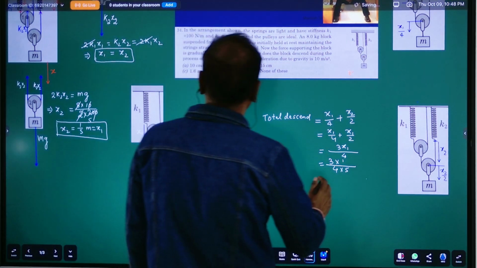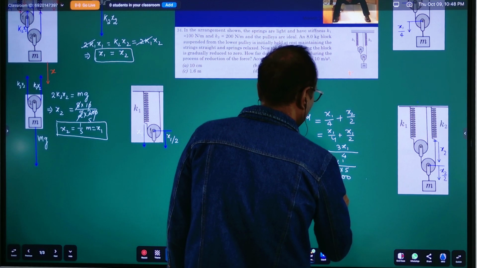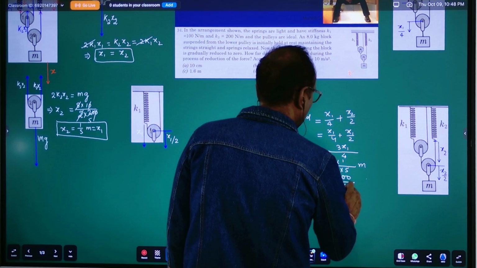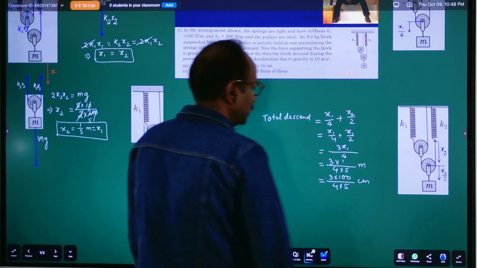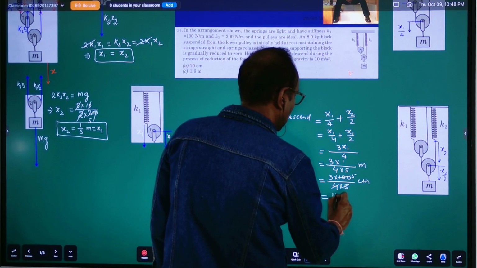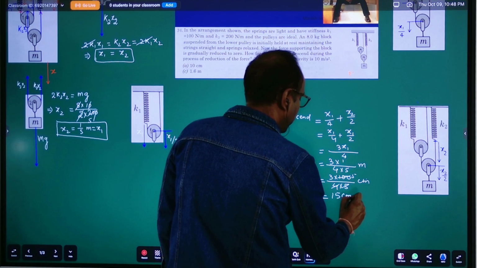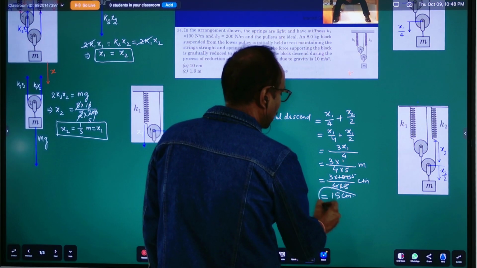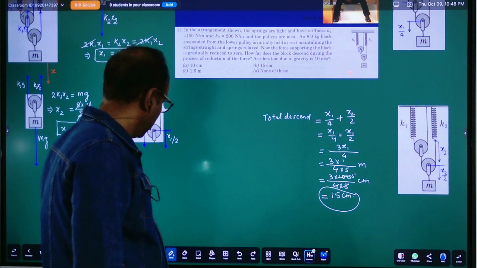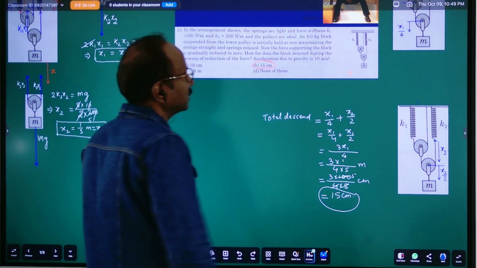So if we convert it into centimeters, you will have to multiply by 100 in the numerator. This is in meters, this one is in centimeters. 5 goes into it, so the total is 15 centimeters. So this will be your answer. You can find that B has the value of 15 centimeters. So B will be your answer.